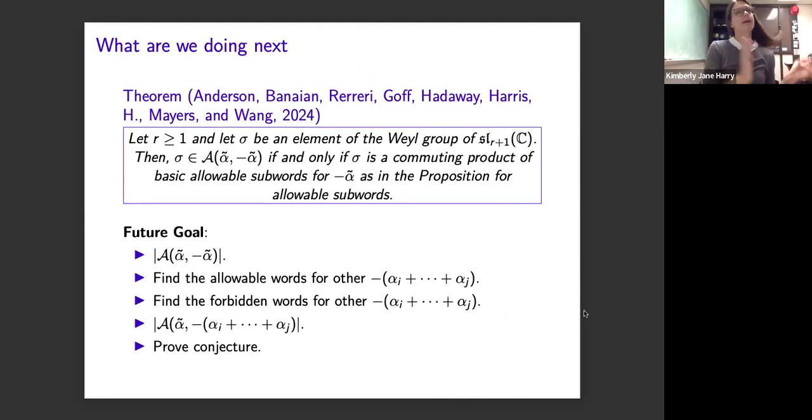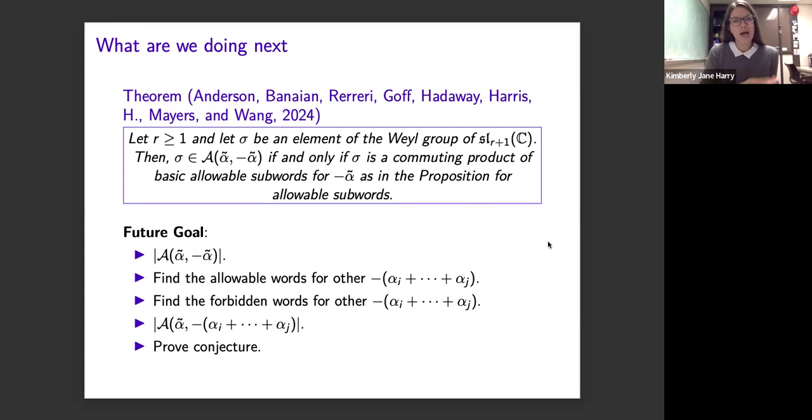Okay, so that's what we have proven so far. The goal here is to prove that when we're looking at our negative highest weights, we know it's an element of the Weyl group if and only if it's a commuting product of basic allowable subwords that I said before. But anyway, we still have to prove this. It's coming along, it's almost there. We just have a few more details to tweak out.